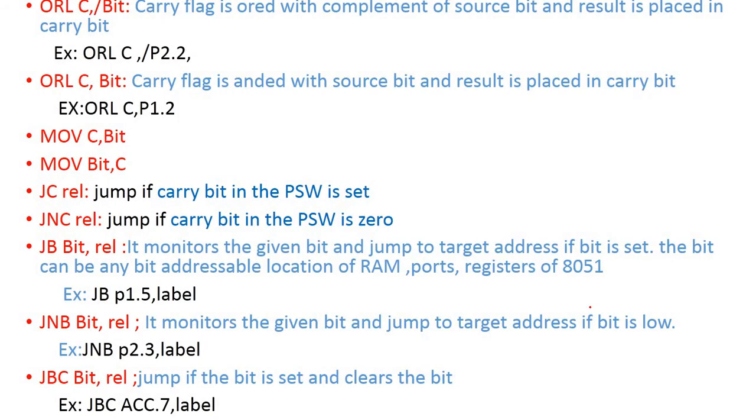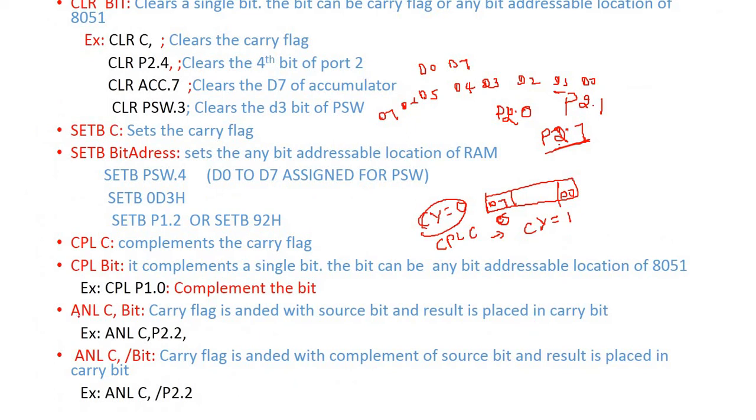Okay. So the next instruction we have here is ANL C, bit. This ANL we have seen in the logical instructions part, where it does the logical AND. In the logical instruction part, we used it to operate on bytes, but in this case, we will be using it to operate on bits. So what this will do here is AND the carry flag with the bit of any bit addressable location, and the result will be stored in the carry.